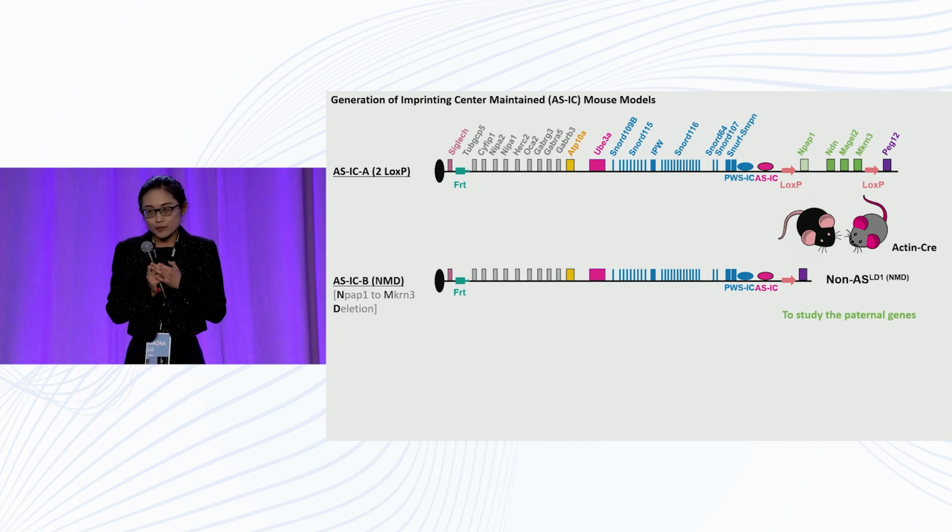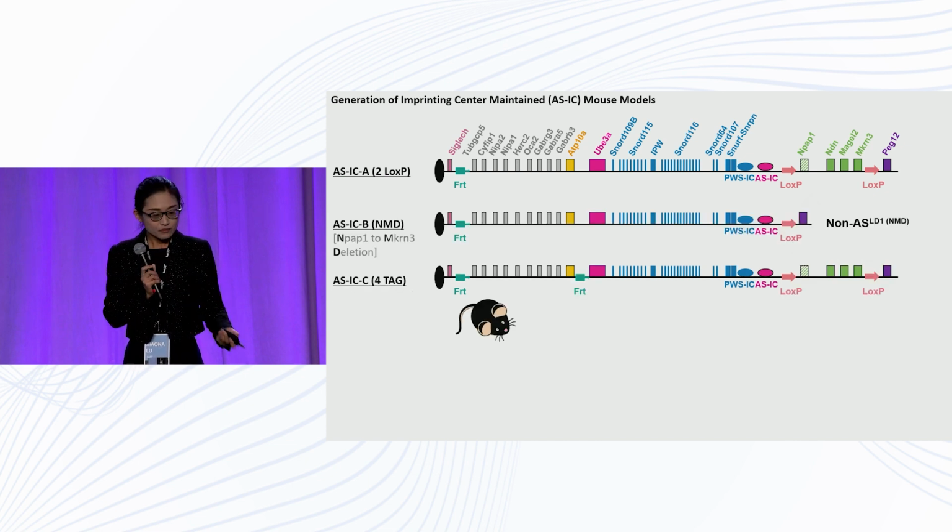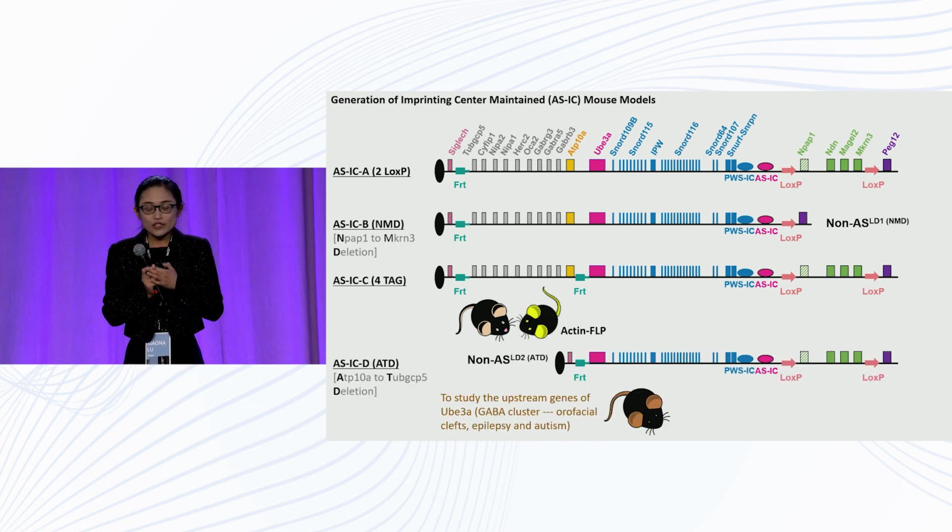We use it to study the paternal expressed genes. Based on A lines, we insert another FRT upstream of UBE3A to generate the C line. C line is also an intermediate product. I cross these C lines with actin flp males and generate the D lines, which delete the upstream genes of UBE3A, including the entire GABA cluster.